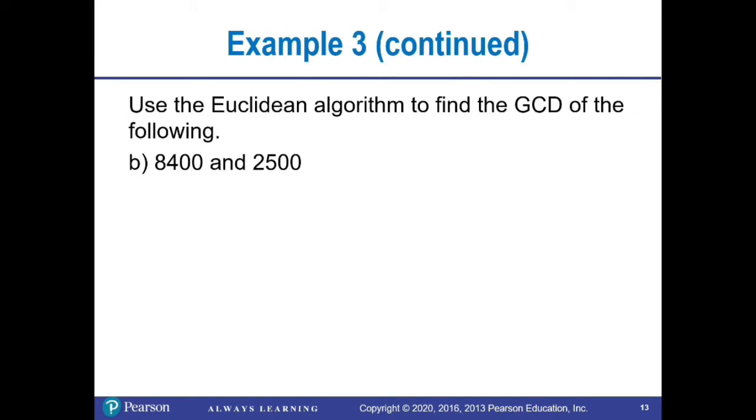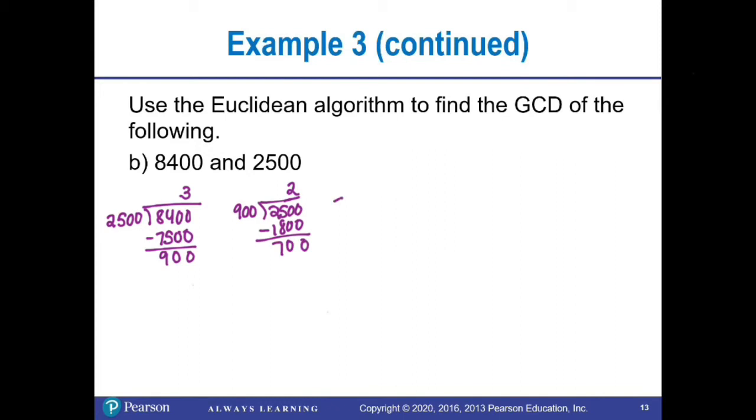Again, I want to use the Euclidean algorithm to find the GCD of our two numbers. So I divide the smaller into the larger. So 2,500 into 8,400. 2,500 goes into 8,400 3 times with a remainder of 900. 900 goes into 2,500 twice with a remainder of 700. 700 goes into 900 once with a remainder of 200.